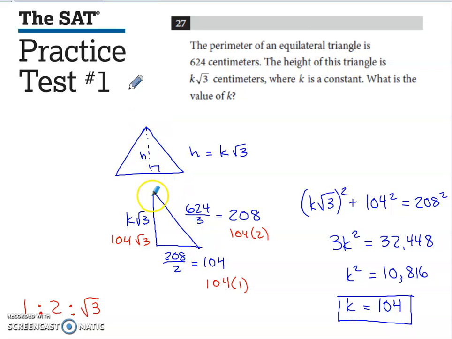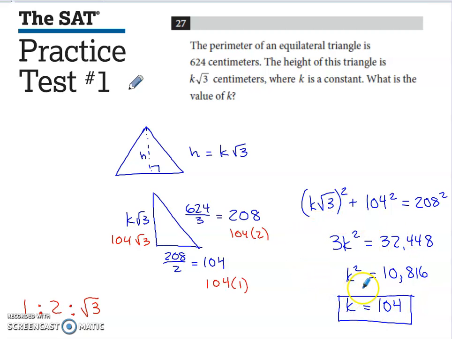Now, because of the symmetry involved with an equilateral triangle, when I draw this altitude, this height, I know that this 208 centimeters across the bottom is going to get bisected by that altitude. So that ends up being 104 centimeters. Now they tell me that the height, this vertical dimension here, is k times square root of 3. If you take a look at this triangle here, which clearly is a right triangle, you can apply the Pythagorean theorem to it and then solve for k. So that's the work that I've done over in the right-hand corner here.